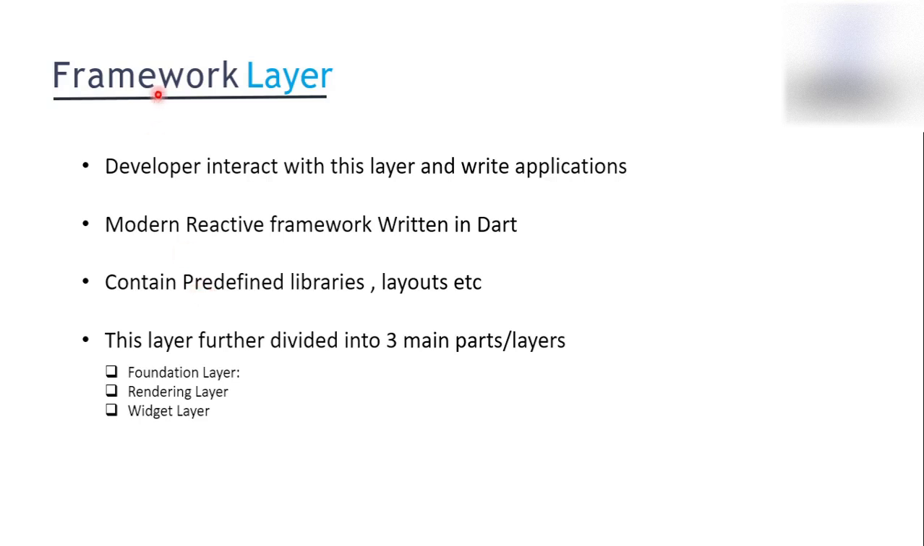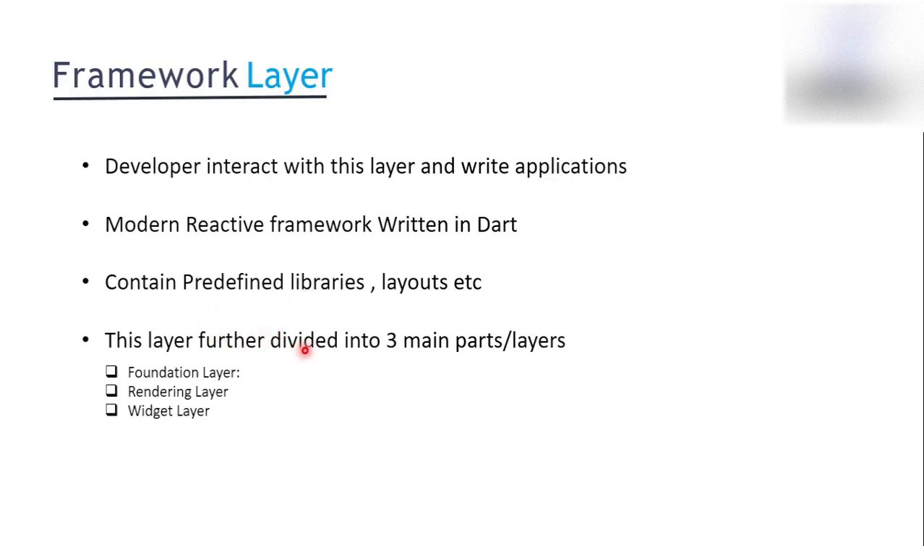Now the third layer is the framework layer. Developers interact with this layer and write applications, as we know that developers work on the framework layer. It is a modern reactive framework written in Dart. The framework layer contains predefined libraries and layouts. Predefined libraries are, for example, the Cupertino libraries and Material libraries.